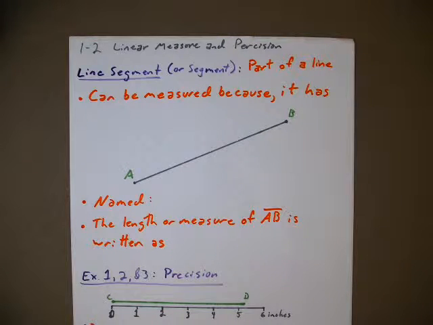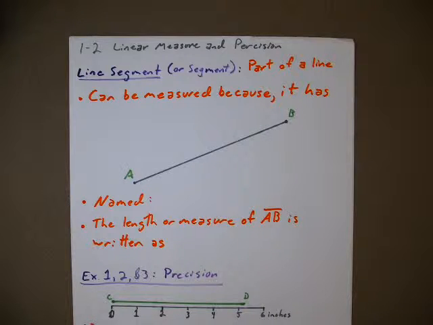Adelman's fantastic math class. Today we're going to talk about line measurements and precision. First thing we're going to talk about is what is referred to as a line segment, or often we'll just refer to it as a segment. To make that definition as easy as possible, a line segment is just a part of a line. We know that a line goes off to infinity in both directions, and what we will look at is just part of that line from one point to another.